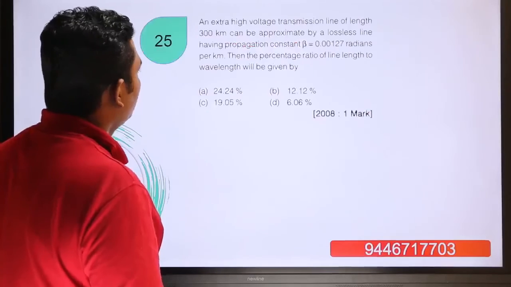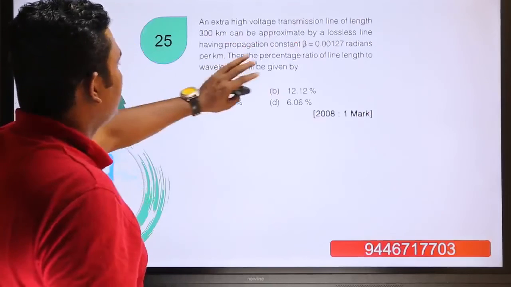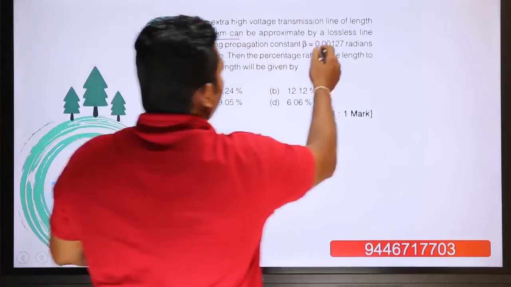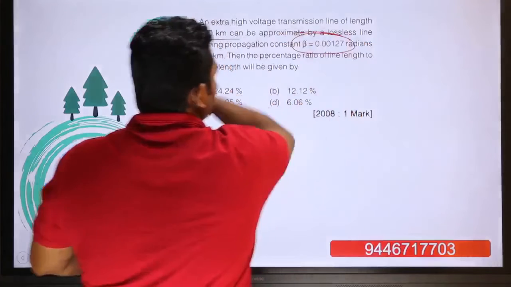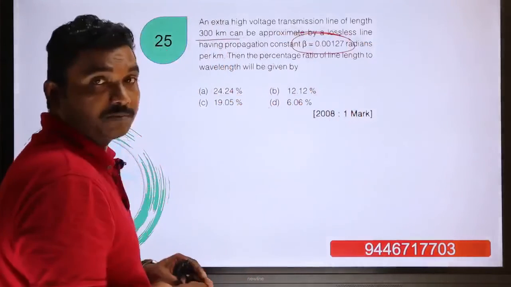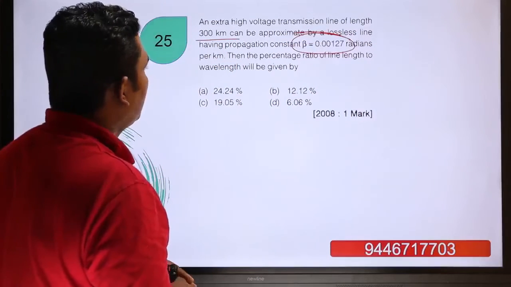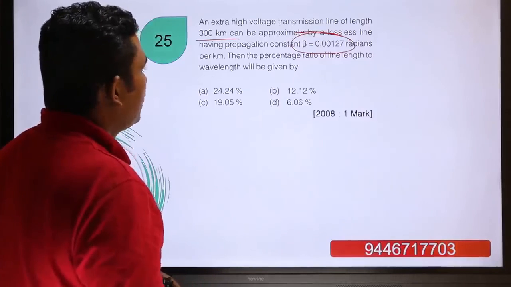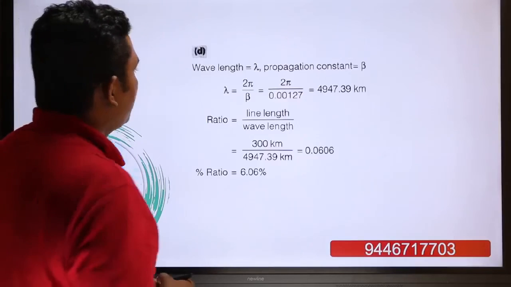Now moving into the next question, question number 25. An extra high voltage transmission line again of length 300 km can be approximated by a lossless line having a propagation constant beta equal to 0.00127 radians per kilometer. Then the percentage ratio of line length to the wavelength. So we will have to find the ratio of line length to the wavelength of the system. So we are going to find out that.